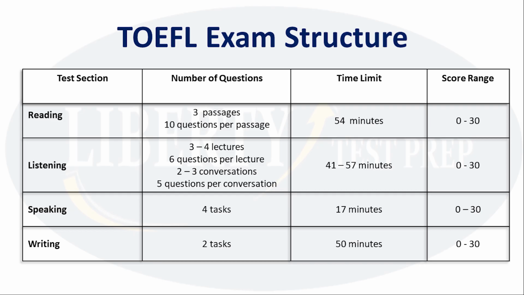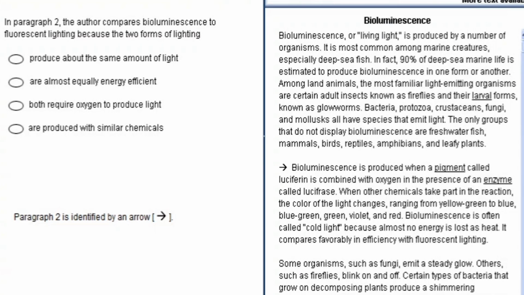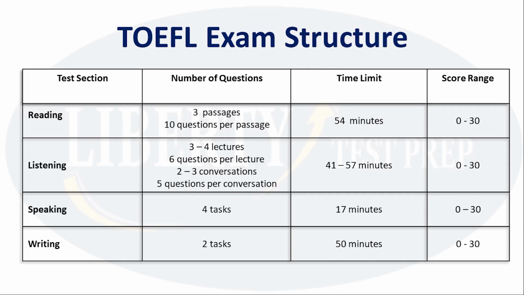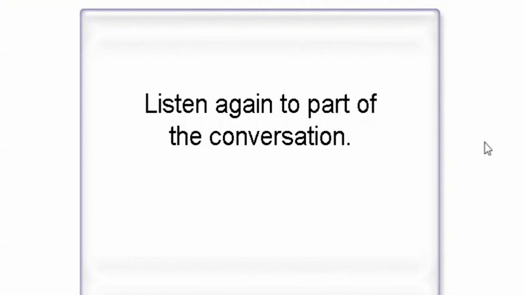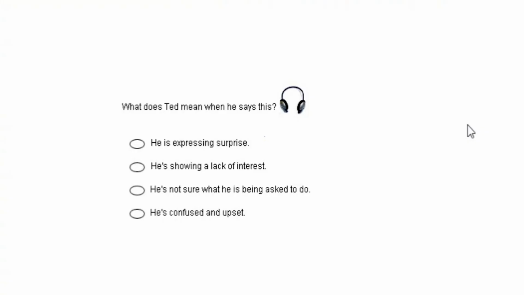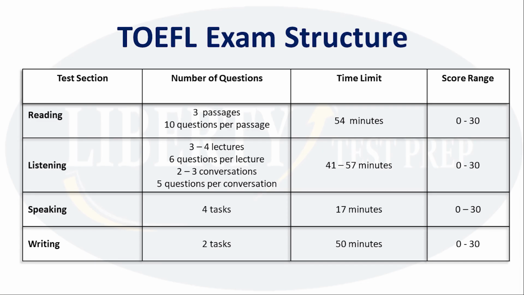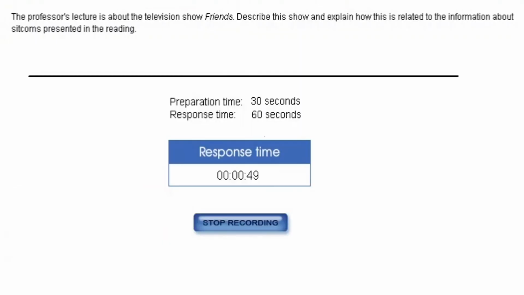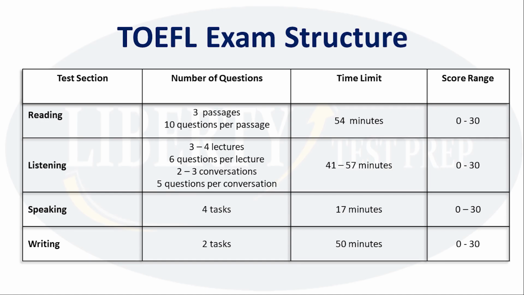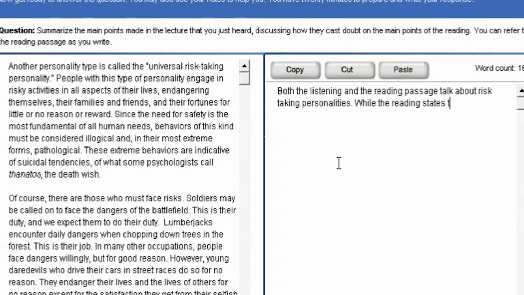So the first section is the reading section, in which you will have to read some articles and then answer some questions about them. The second section is the listening section. You will listen to some conversations and lectures and then you will have to answer some questions about them. The third section is the speaking section, the most feared section, in which you will have to either read something or listen to some audio, and then either summarize it, report it, or give your opinion about it. And the last section is the writing section, in which you will have to write 2 essays.